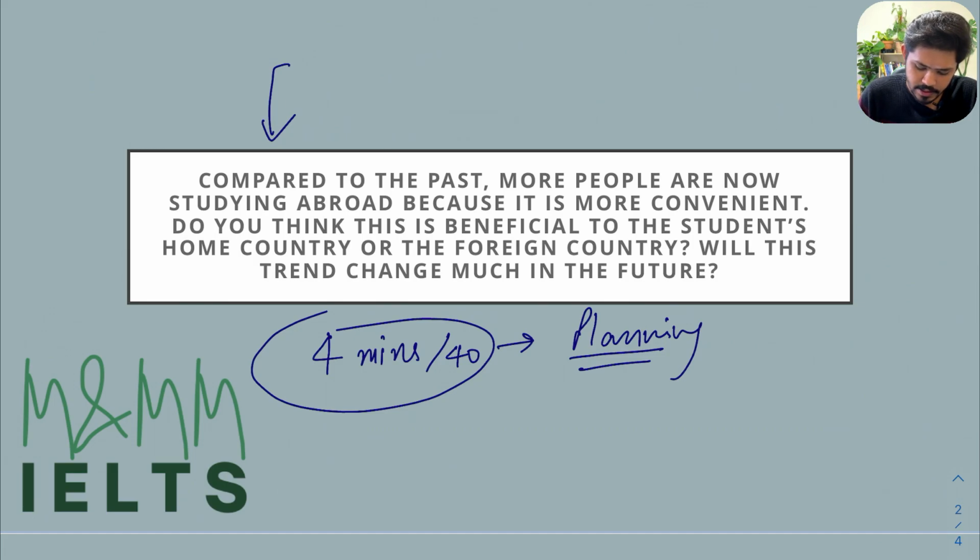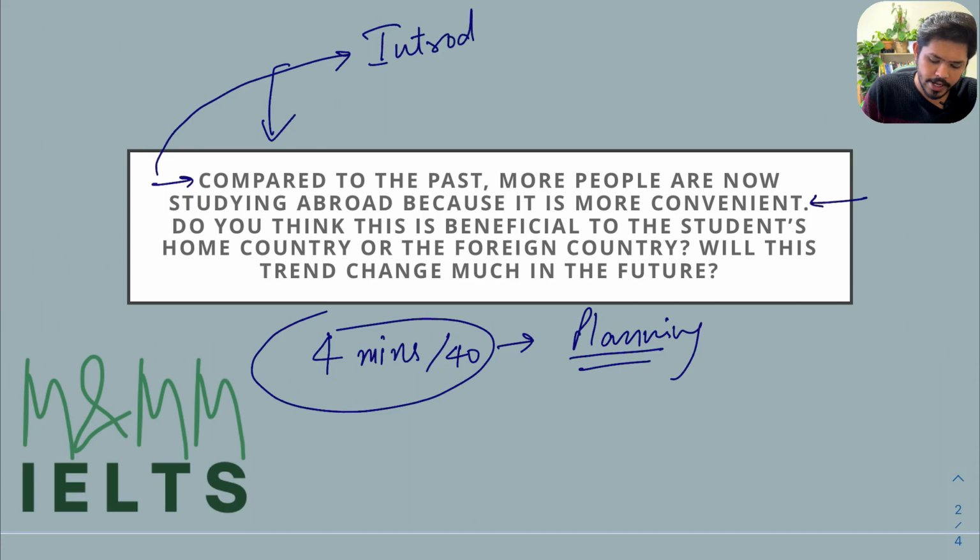The first sentence: compared to the past, more people are now studying abroad because it is more convenient. So the first sentence is pretty much a statement. I haven't been asked anything. I have just been given a scenario. That is great. I will use this in my introduction. All right, and I can always paraphrase this line and start my essay with it.